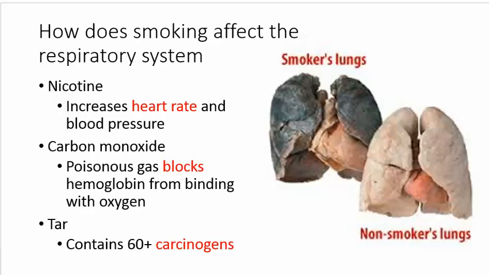So how does smoking affect the respiratory system? Well, there's three things. It can increase the heart rate, and that's the nicotine in the cigarettes. There's carbon monoxide that comes out of the cigarettes, and that can block the hemoglobin, and the oxygen won't be able to attach to it. And then tar contains over 60 carcinogens. And you should remember what a carcinogen means. That's right, cancer causing.